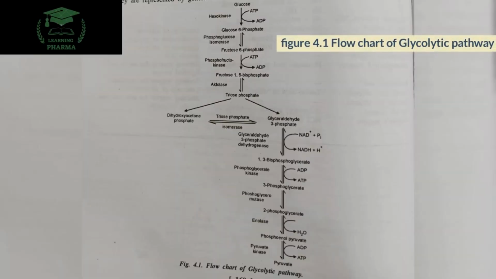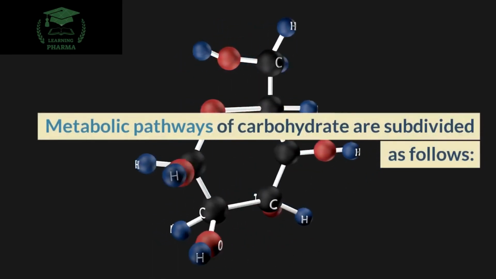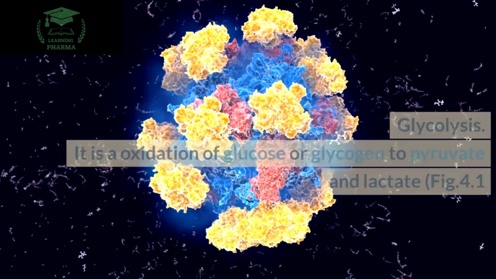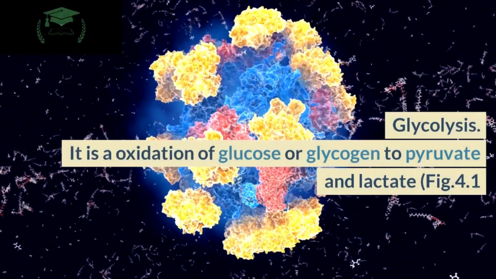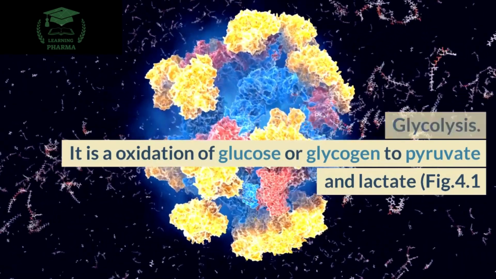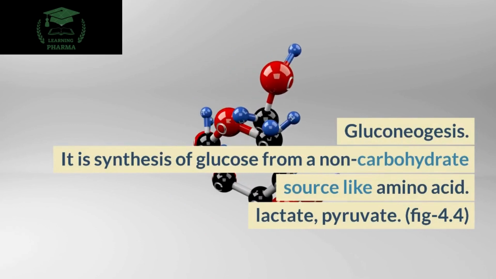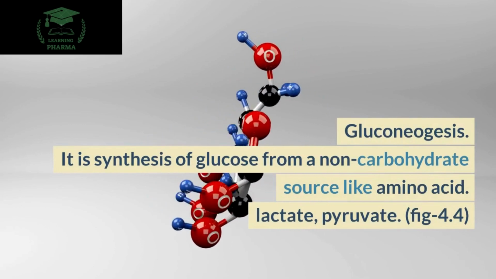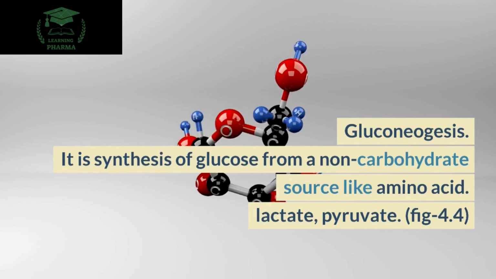Figure 4.1 Flow chart of glycolytic pathway. Metabolic pathways of carbohydrate are subdivided as follows. Glycolysis: it is the oxidation of glucose or glycogen to pyruvate and lactate, Fig. 4.1. Gluconeogenesis: it is the synthesis of glucose from a non-carbohydrate source like amino acid, lactate, pyruvate.